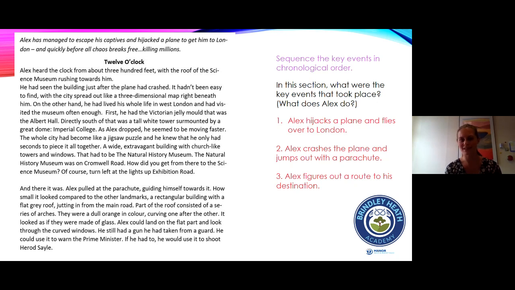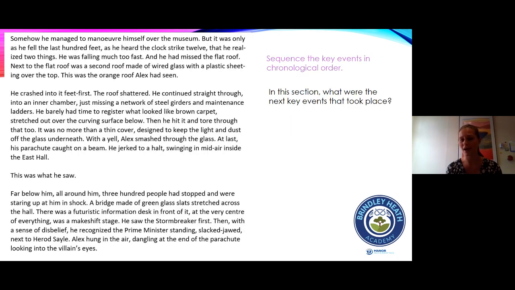We're going to look at the next extract now, and you're going to do the same activity as before. OK, again, if you want to do a shared read and read aloud with me, then feel free.